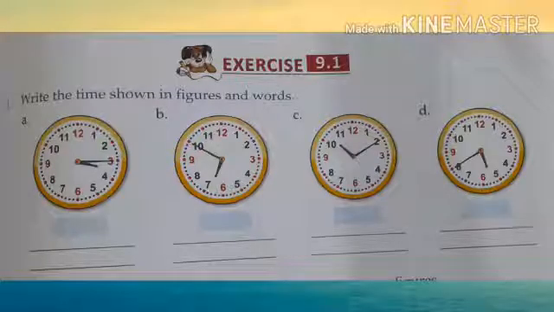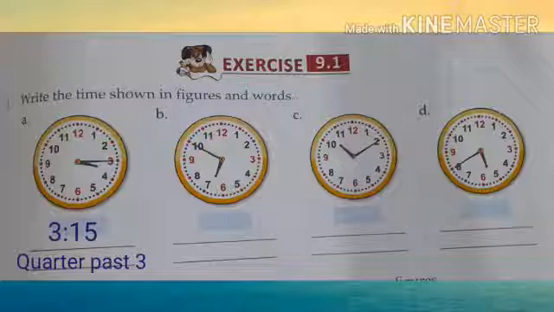Now let us solve exercise 9.1. Question number 1. Write the time shown in figures and words. Look at figure number A. In this clock, the minute hand is at 3 and the hour hand is just a little bit apart from 3 and going towards 4. So we can say the timing is quarter past 3.